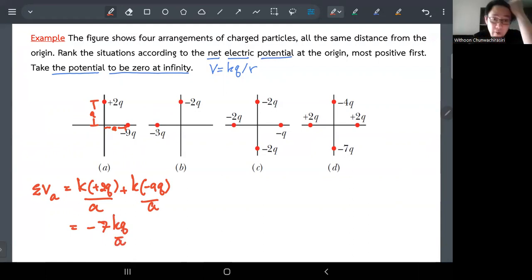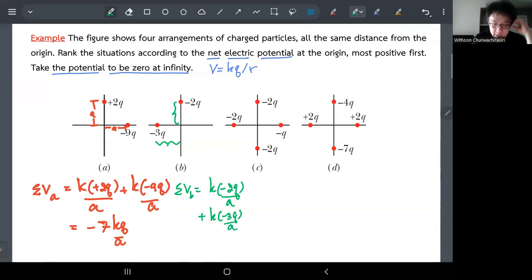Simple. Want to try again? Let's do part B. Now you have negative 2Q at the distance A, and negative 3Q at the distance A as well. So it's going to be K times negative 2Q over A plus K times negative 3Q over A. You guys with me? Net, you get negative 5KQ over A, and you're done.